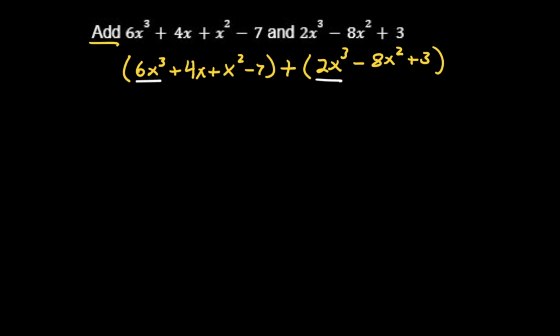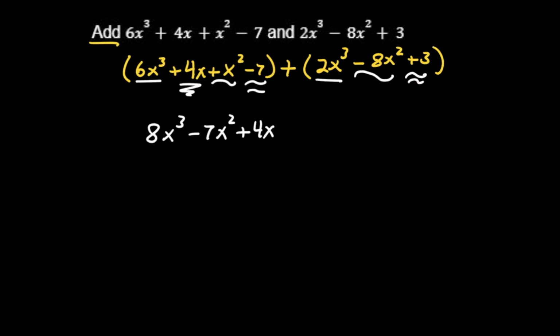They're both positive here, making us have 8x to the third. Now I'm going to look for x squared, so I have 1x squared here and minus 8x squared there. Combining them gives me negative 7x squared. Next we have 4x, so plus 4x. And then the terms without the variables, so here and here, negative 7 plus 3 is negative 4. And that is it.